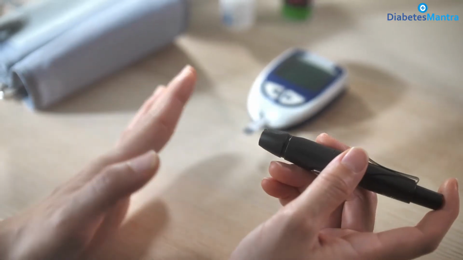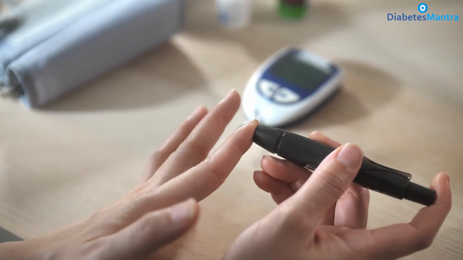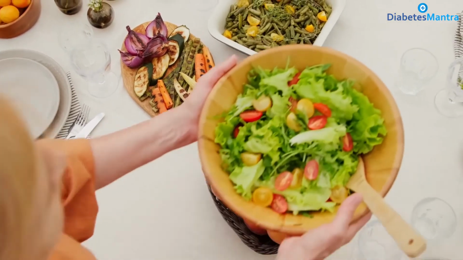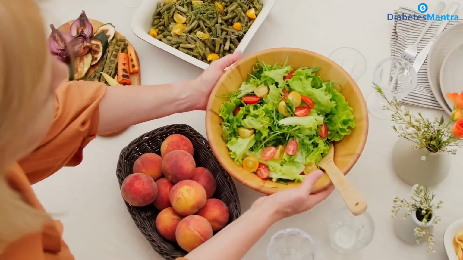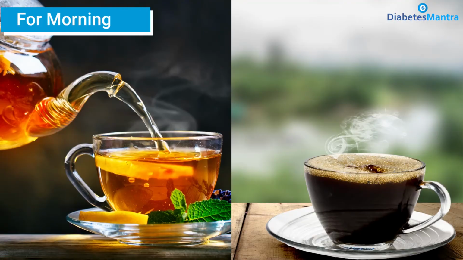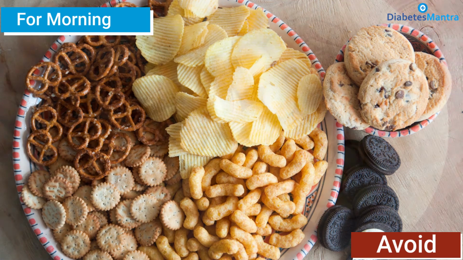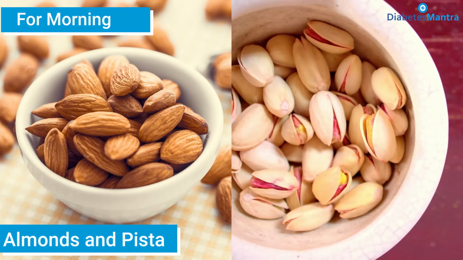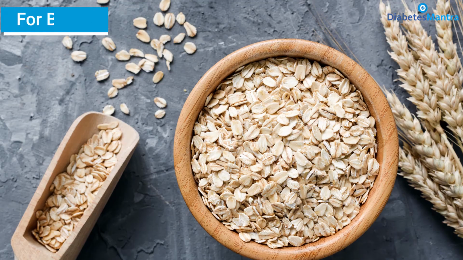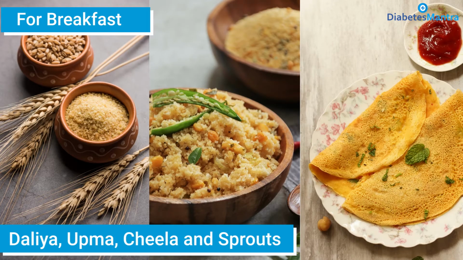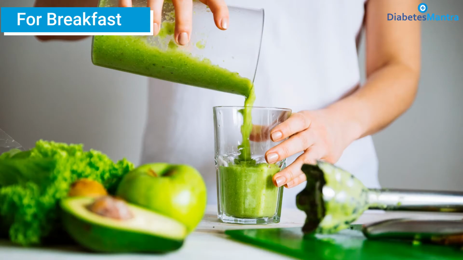You can help keep your blood glucose level in a safe range by making healthy food choices and tracking your eating habits. For morning tea or coffee, always drink sugar-free coffee or tea in the morning and replace cookies and salty snacks with dry fruits like almonds and pista. For breakfast, you can have oats, whole grain cereals like dalia, upma, chilla, and sprouts. You can also go for a smoothie of low glycemic fruits and non-starchy vegetables.